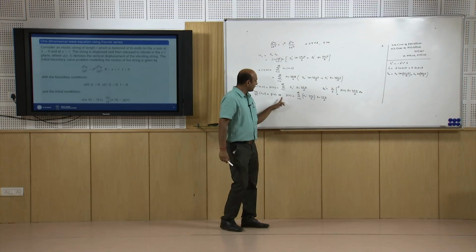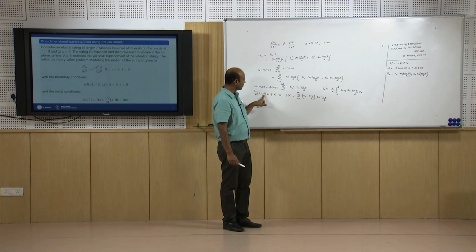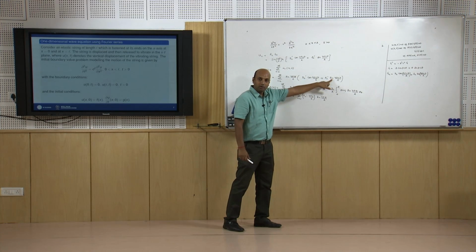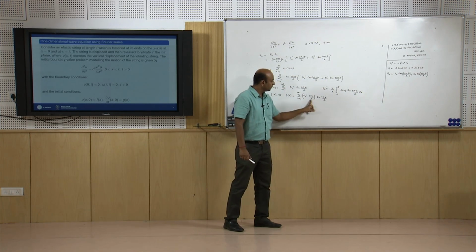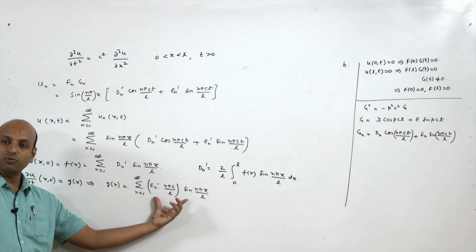Because when you differentiate partially with respect to t and put t equal to 0, this is sine which is 0 and this is cos which is 1. So, only the coefficient will come here. Now, this is again a Fourier sine series, half range Fourier sine series.